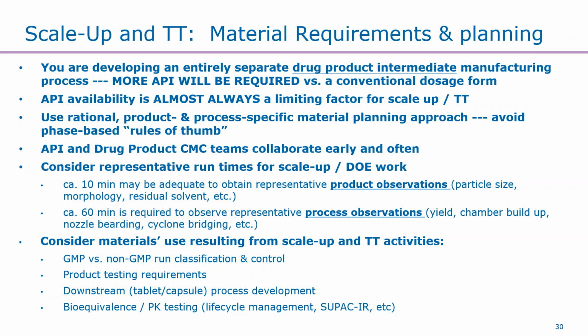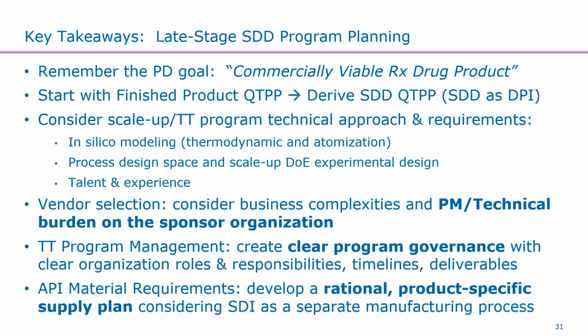demonstrate those objectives. Finally, consider the materials use resulting from the scale-up and TT activity. Oftentimes a tech transfer batch may also be a clinical batch, in which case you would need GMP controls for that development run. Also product testing requirements, downstream process development needs, for example, development of the tablet or capsule filling process, and then also bioequivalence and PK testing requirements. So for example, if you change a formulation during clinical development, you may need to run a relative bioavailability study to support that change. Key takeaways.